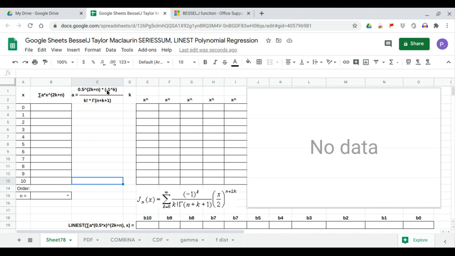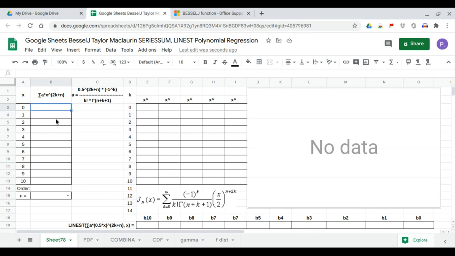And we have negative 1 to the power k in the numerator part, and the denominator will be k factorial times gamma of n plus k plus 1. So our values for k will be from 0 to infinity. So we'll try to get to infinity. 0, 1, 14 is good enough for infinity.